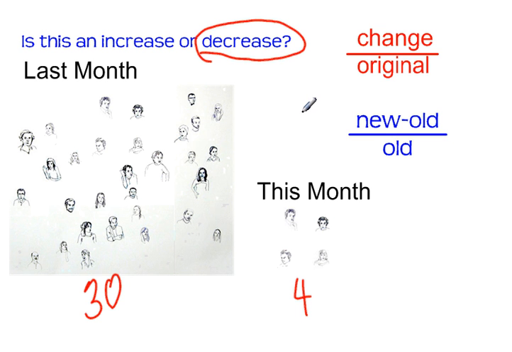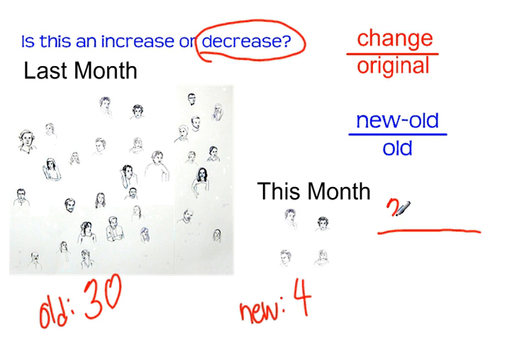The answer is decrease. Now again, some students might be able to just look at the two numbers and be able to figure out what goes where, but we're going to figure out the new and the old. So last month, this month, this must be the new number, and here's the old number.